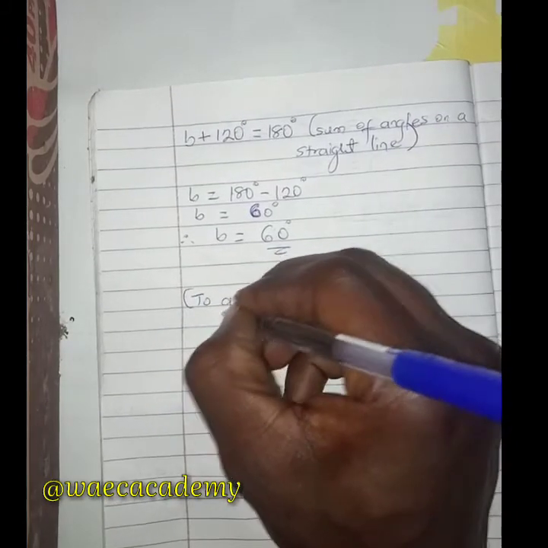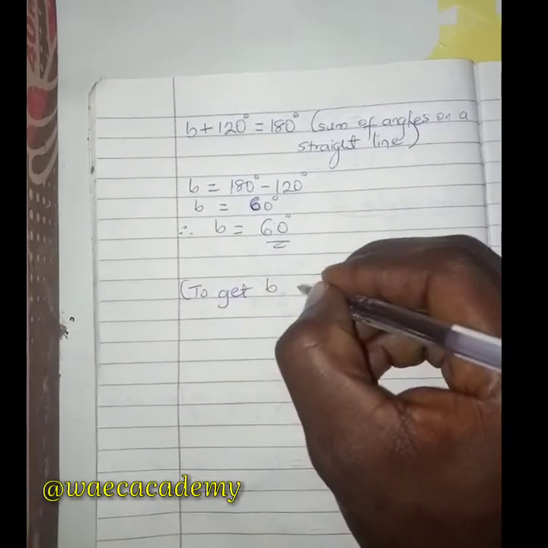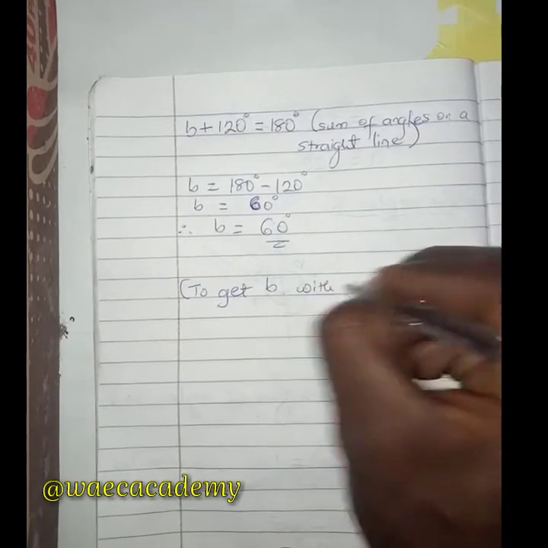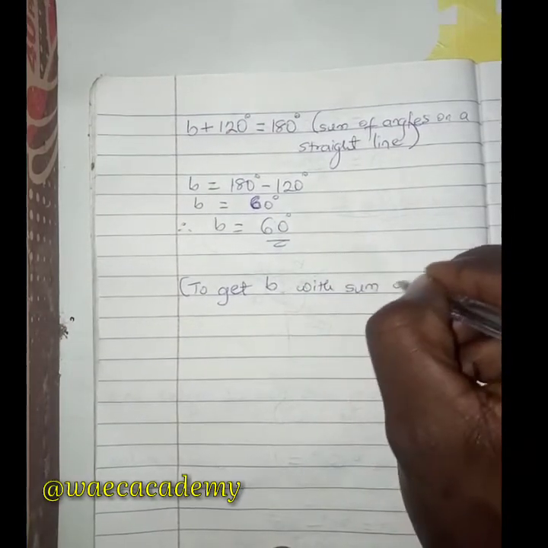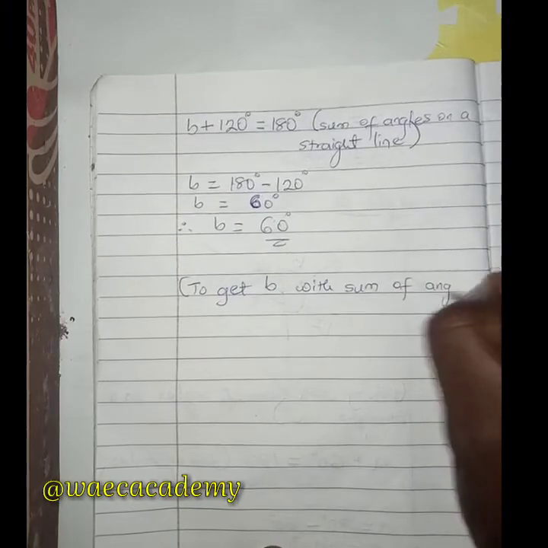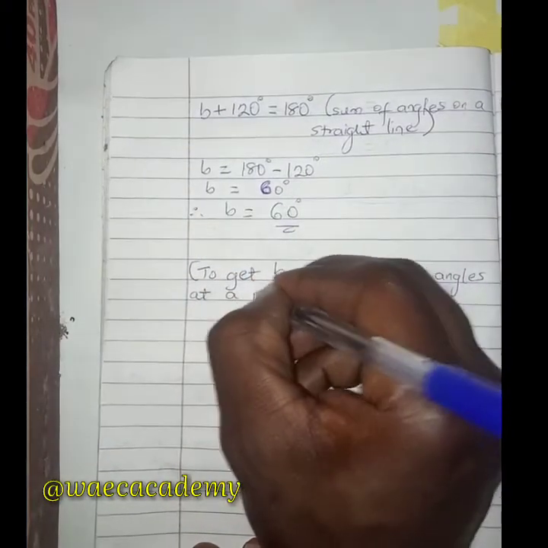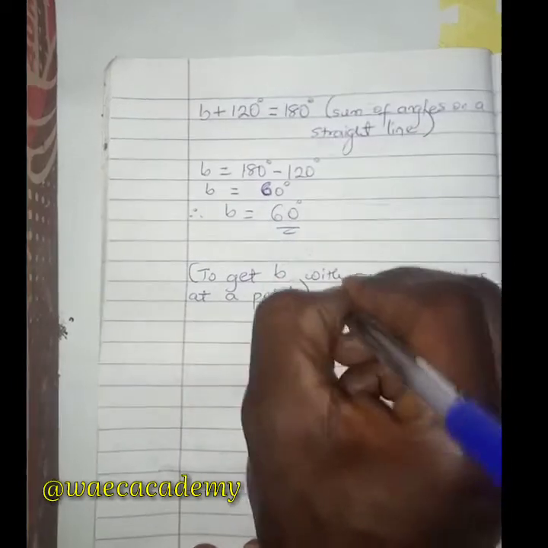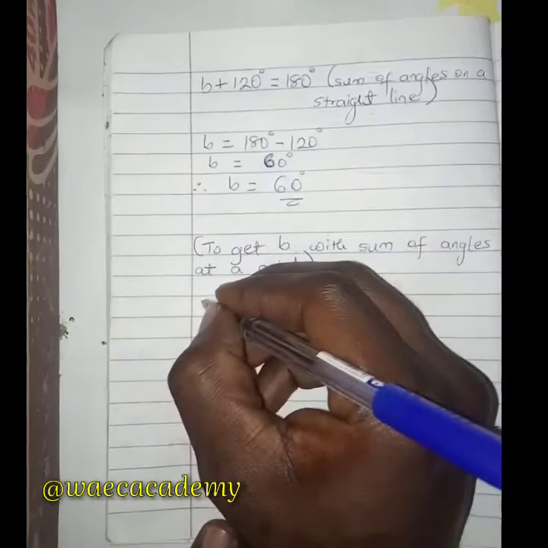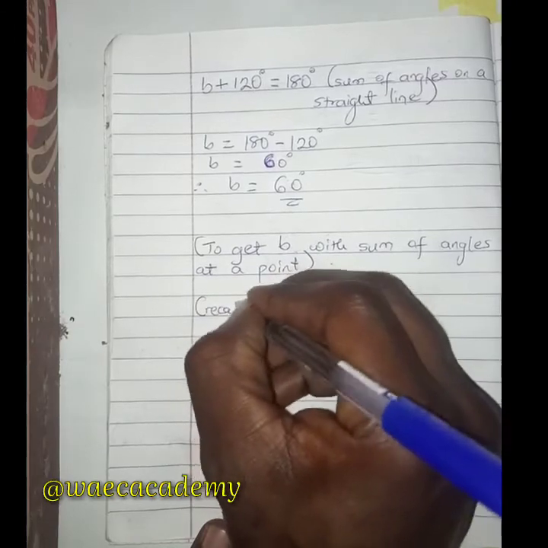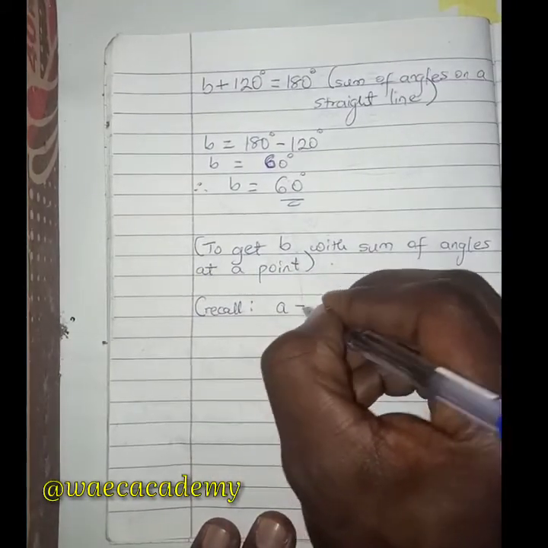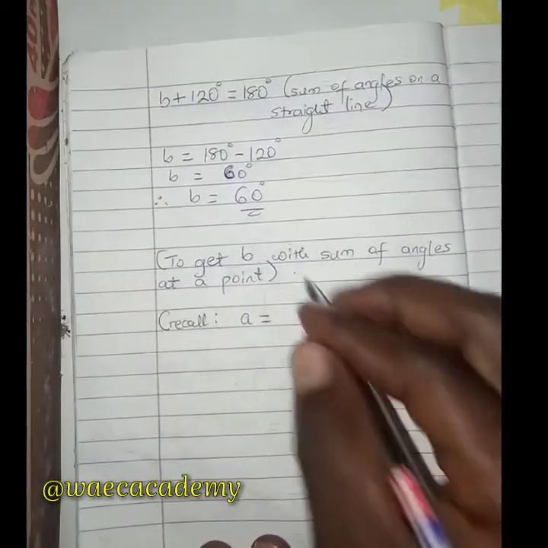To get B with sum of angles at a point. Okay, I'm going to now write it here. Recall, A is already equal to what? A is already equal to 120 degrees.